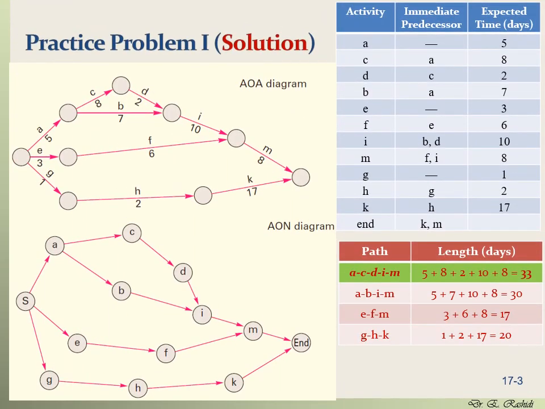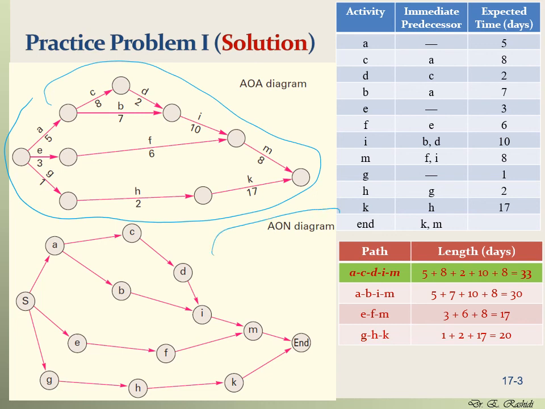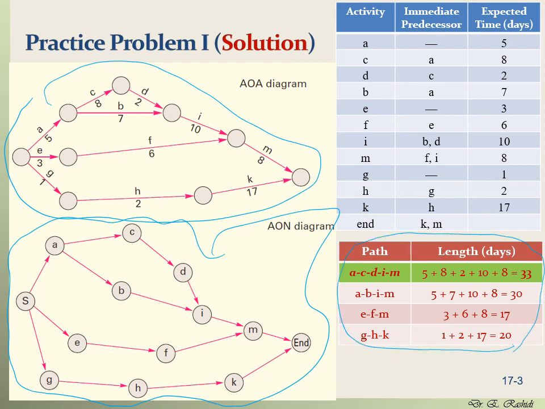This is a more clear version of the solution to this problem. You can see the AOA diagram here, and the AON diagram. You can draw it more easily after you draw the AOA diagram. And then you can see the list of paths and the lengths here. So the length of the project is equal to the critical path, which is ACDIM, shown by the green highlighting here. And the length of it is 33 days. So the length of the project is 33 days.